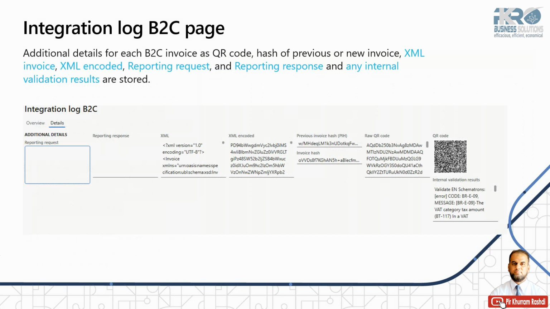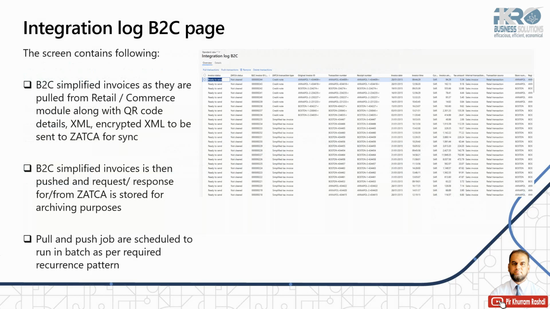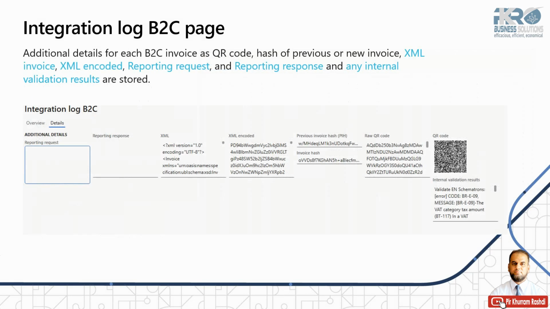Okay, this is another screen or tab of the same B2C page, which I have shown here. If you see at the top, there is an overview and there is a detail. So for any invoice selected, you can go to details and you will find this.